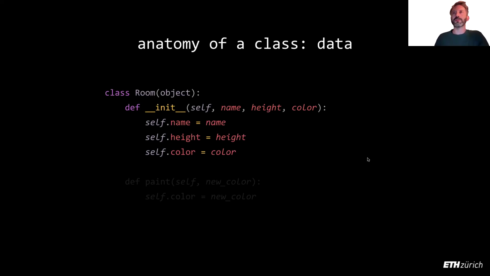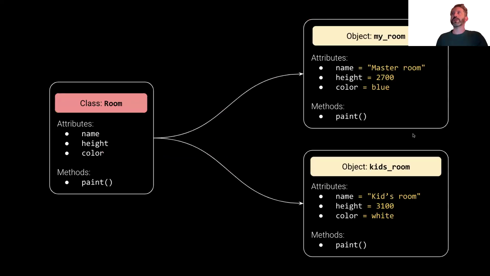Okay, and now we have everything to combine data and behavior. What we end up with is this item, this class, which is the blueprint on how to create rooms. It has these three attributes. It has this method, paint. And we can start creating new instances of it.